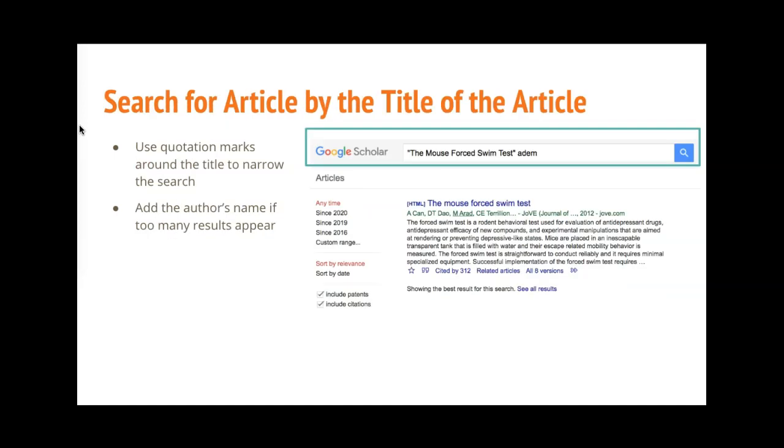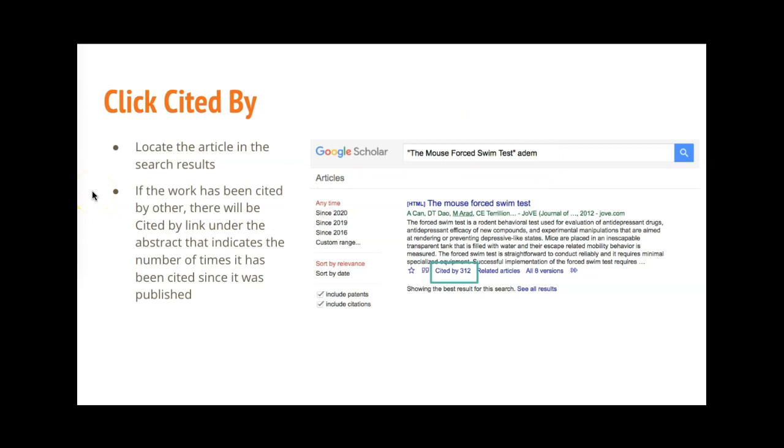When you're searching for an article by title in Google Scholar, if you get a lot of results, since this database is not specifically focused on science or a specific discipline, you might want to put quotation marks around the title, or you may want to add in the name of one of the authors. And when I locate it, I can see that beneath the abstract or the summary of the article is a cited by link. And in this case, it has 312 articles that have cited this article since it was published in just 2012.